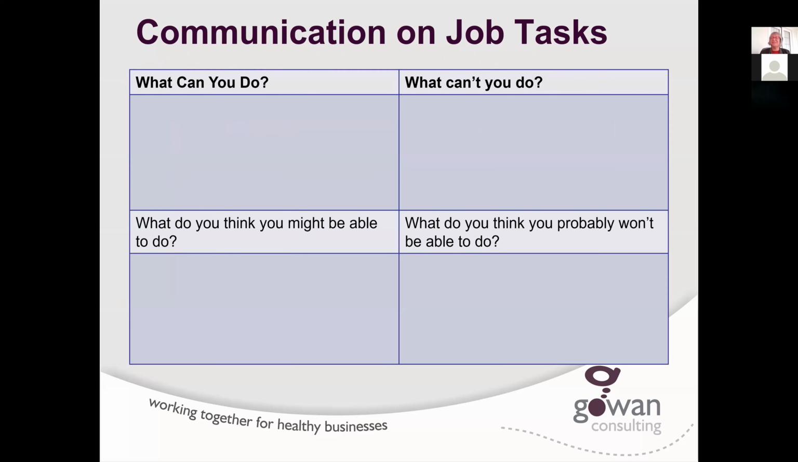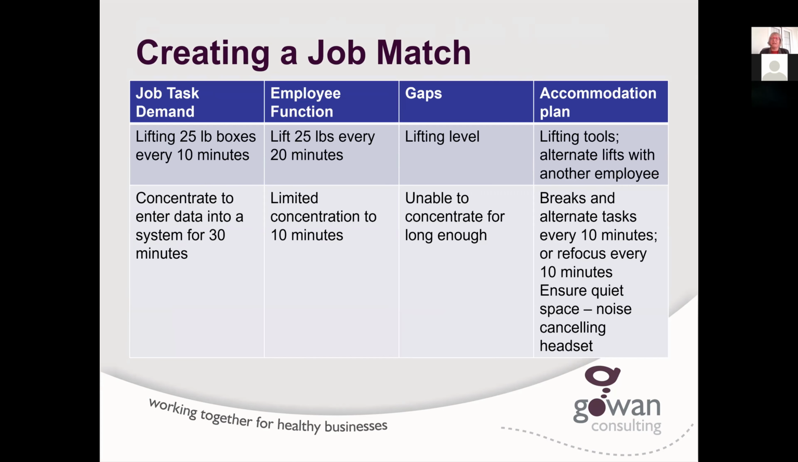So we like to use this grid as a communication tool around the job tasks. Let's break down the job. What can you do? What can't you do? What do you think you might be able to do? What tools, what things can help you in this situation? And then we create a job match. This is what the job requires. This is what the employee can do. Here's our gaps, and here's our possible accommodation plan.